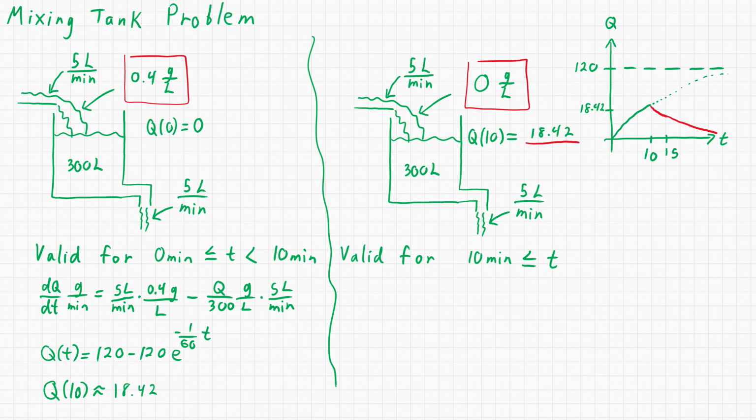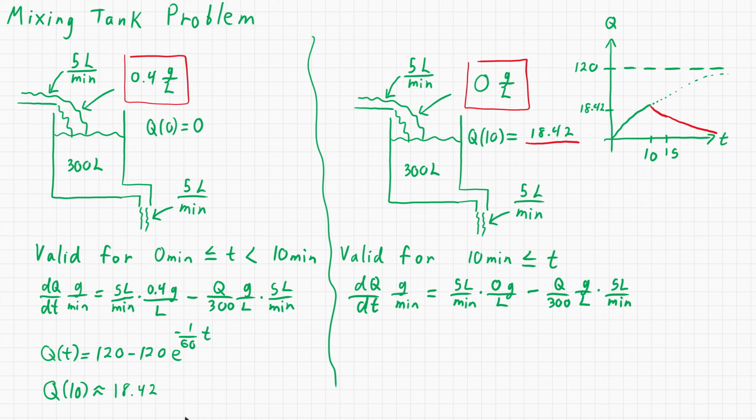So now we have our new differential equation that we have to make. So that's dQ/dt, and that's grams per minute again, equals. This one's a little stranger, so we have 5 liters per minute flowing in, but we have 0 grams per liter concentration flowing in. So that term really just disappears. There's no salt flowing into the tank. It's just fresh water. But we'll still have our minus Q over 300 grams per liter times 5 liters per minute. There's still salt flowing out of the tank.